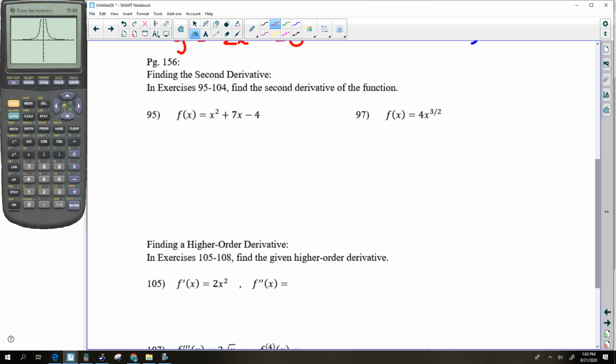Find the second derivative. Okay, so to get a second derivative, we have to start with the first derivative. So that's 2x plus 7, and the 4 goes away. And thus, the second derivative is the derivative of the derivative. So the second derivative is equal to 2.